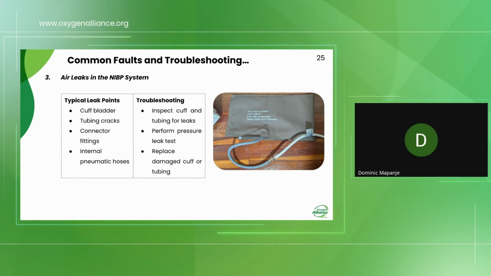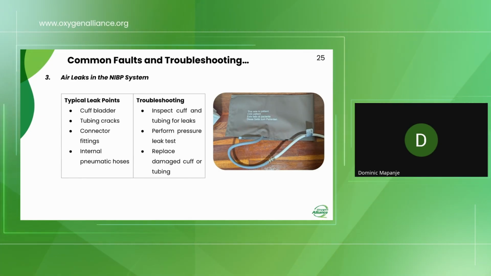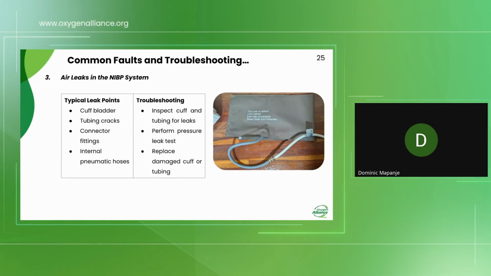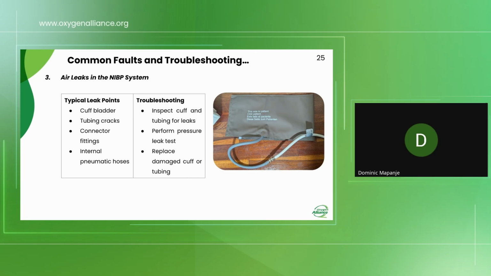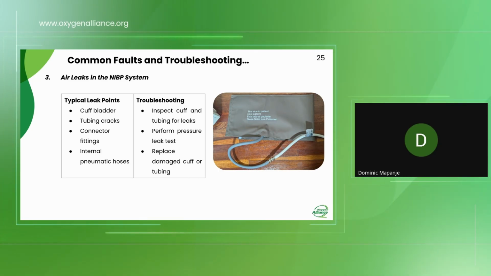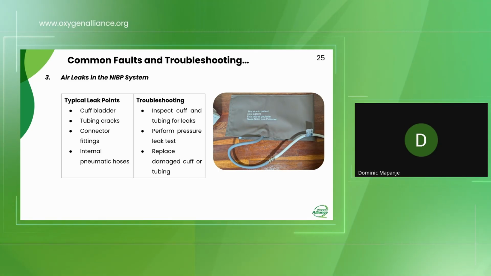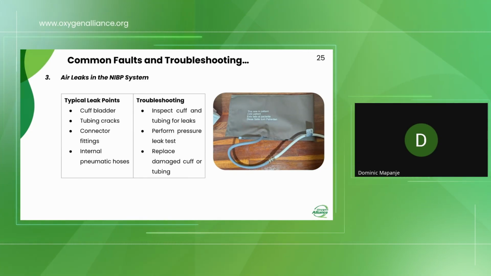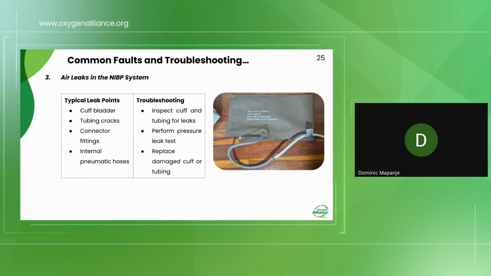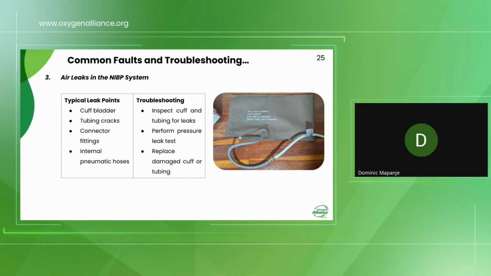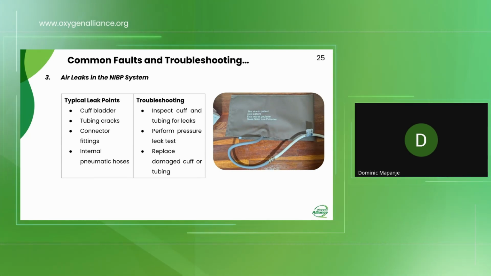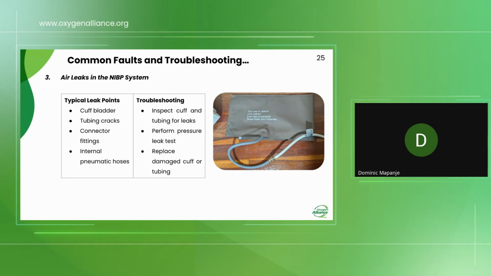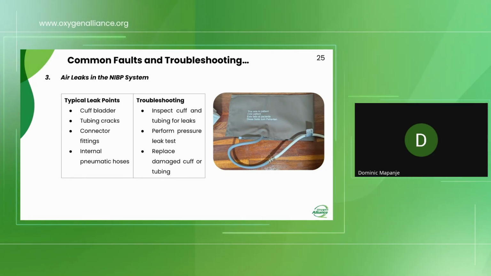Another thing you can do is use the BP cuff. On the monitor, you connect the BP cuff and start the NIBP. As it is inflating, you squeeze it. If there's some air leaking out of the cuff, you know that there's some kind of leakage. From there, you can start checking where the air is leaking. After you have found the leakages, you replace the damaged cuff, or where there is damaged tubing, you replace it.